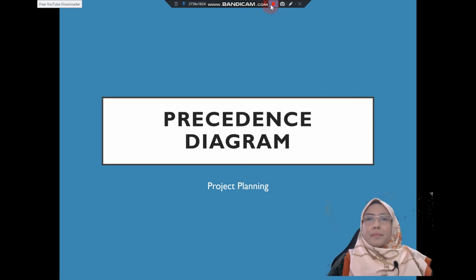Apart from critical path method, precedence diagram is one of the preferable techniques used in project planning to determine the critical activities. Hi, I'm Dr. Siti. Today we are going to learn about precedence diagram.